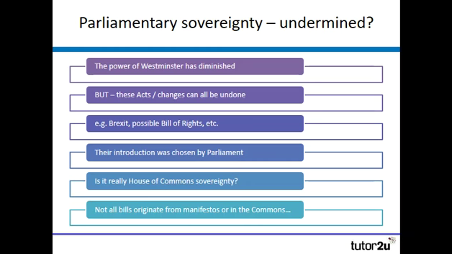The power of Westminster has diminished, but most of these acts and changes can all be undone by future parliaments. In other words, no parliament has been binding on its successor. They were introduced by parliament. They can be removed by parliament.